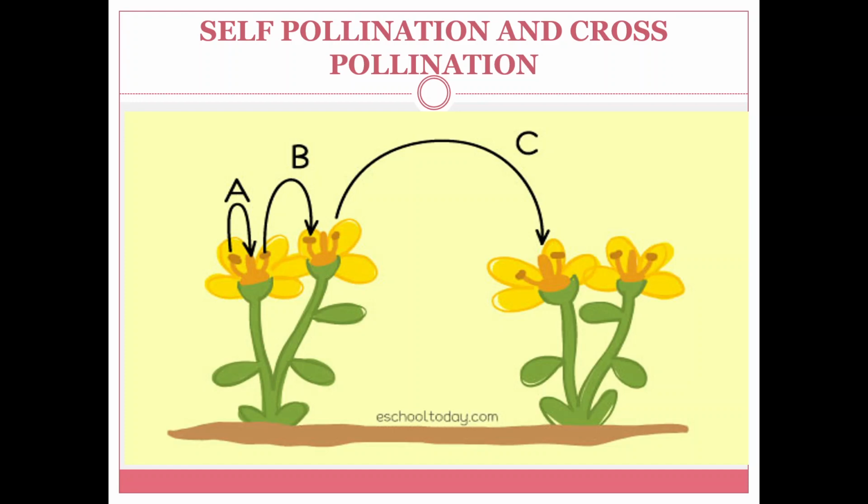And there are two types of pollination, that is self-pollination and cross-pollination. In self-pollination, the pollen grains are transferred from anther to stigma of the same flower, or from one flower to the other flower but on the same plant. Whereas cross-pollination means transfer of pollen grains from anther to stigma of one plant to the other plant.